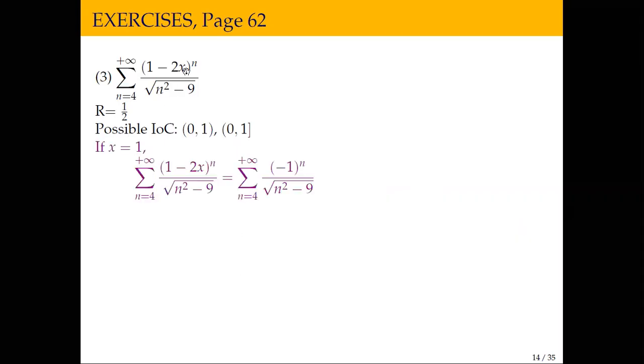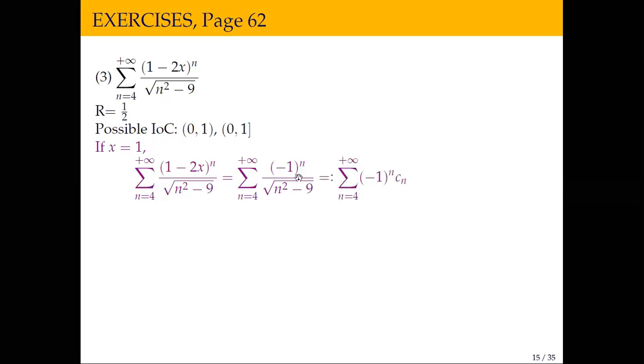If x is equal to 1, this infinite series is just equal to this one. This is an alternating series, so you might want to apply the alternating series test. For you to apply the alternating series test, you have to verify whether 1 over square root of n squared minus 9 is positive for all n. We have verified that earlier. Sabi natin, for all n, ranging from 4 to positive infinity, 1 over square root of n squared minus 9 is always positive. Thus, we can apply the alternating series test.